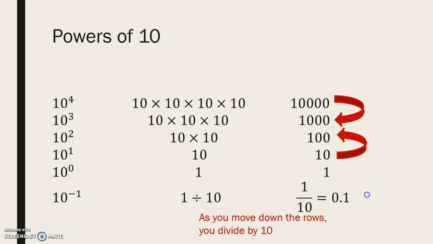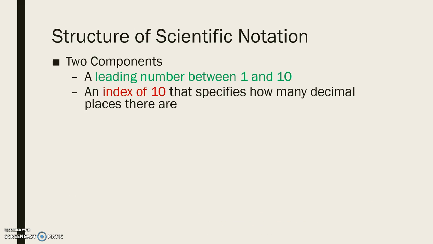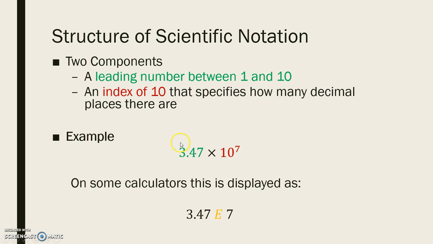So let's have a look. These are the two things you need to know about scientific notation. Its structure is as follows. Always has a leading number between 1 and 10, and an index of 10 as well. So the first bit, written in green here, must be between 1 and 10. If it's not between 1 and 10, it's still a valid number, it's just not in scientific notation. And then we have the red bit here, which is the index with a base of 10.